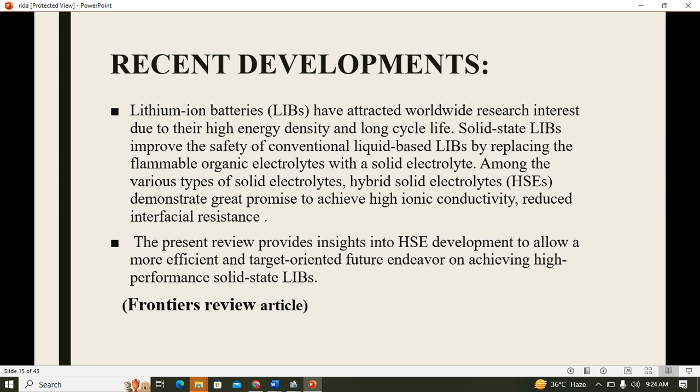According to a Frontiers review article, hybrid solid electrolytes demonstrate great promise to achieve high conductivity and reduce interfacial resistance, which is also the biggest hindrance in solid state batteries. The present review provides insights into hybrid solid electrolyte development to allow a more efficient and target-oriented future in achieving high performance in solid state batteries.